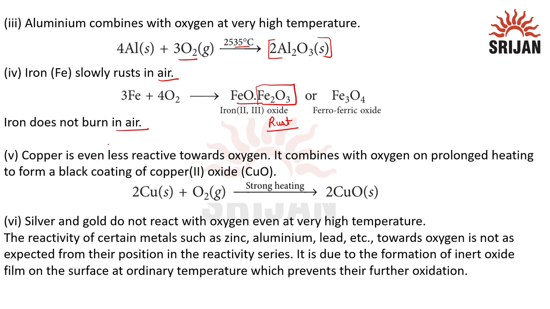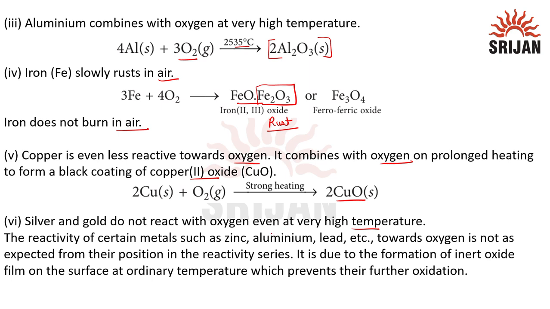Now, if we talk about copper, that is even less reactive towards oxygen, it combines with oxygen on prolonged heating to form a black coating of copper 2 oxide, that is also known as CuO, right, a solid. It is only formed when copper is strongly heated in the presence of oxygen. Now, if we talk about silver and gold, they do not react with oxygen even at very high temperatures, right?